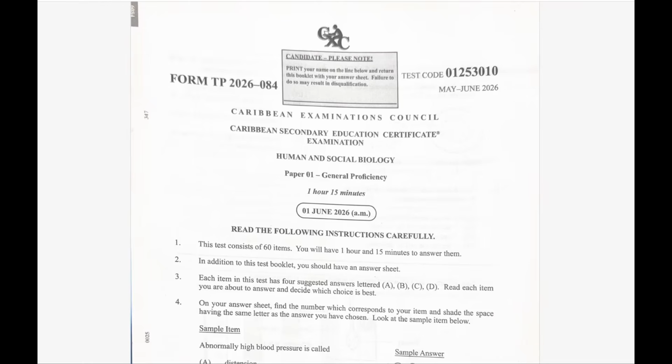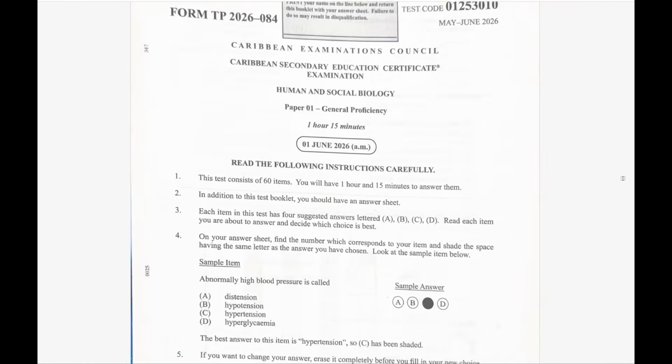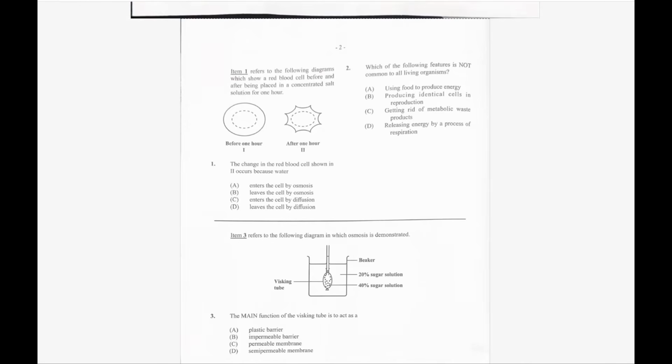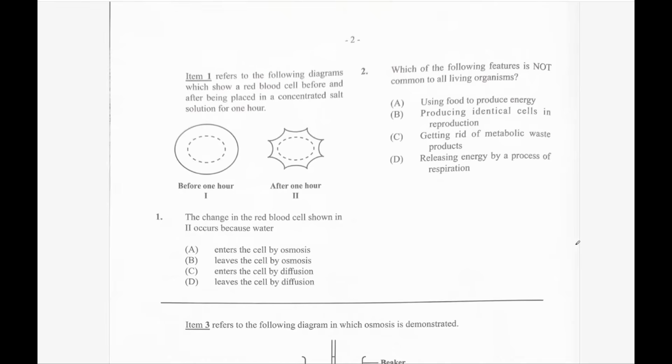This is a look at the May-June 2026 paper 1 for human and social biology. We are going to answer all 60 questions, beginning with number 1, which refers to the following diagram.